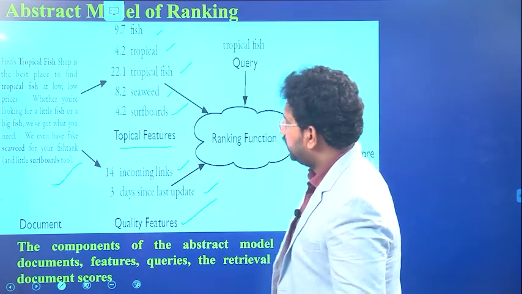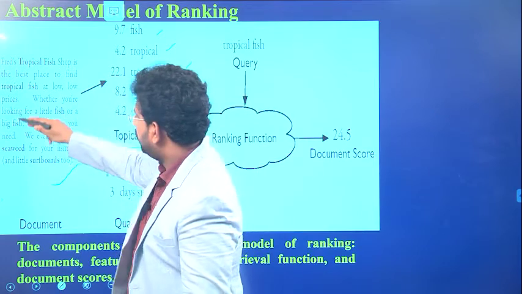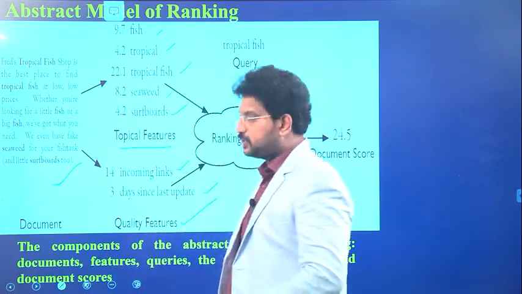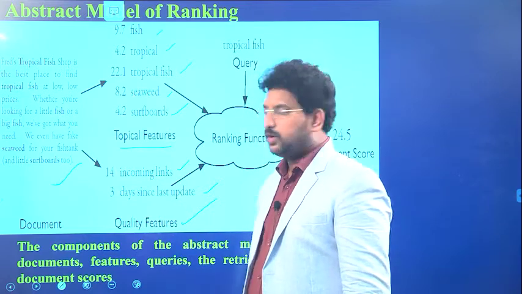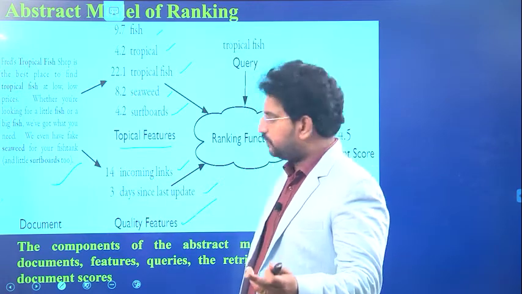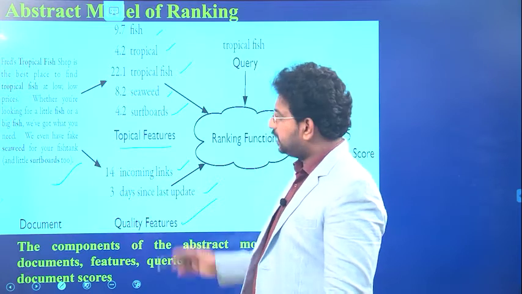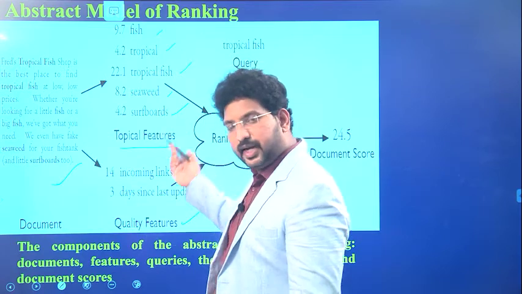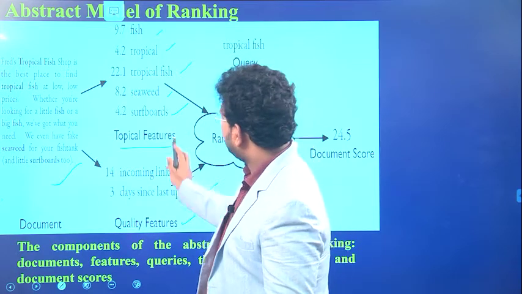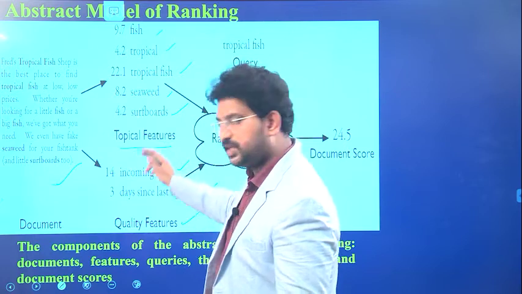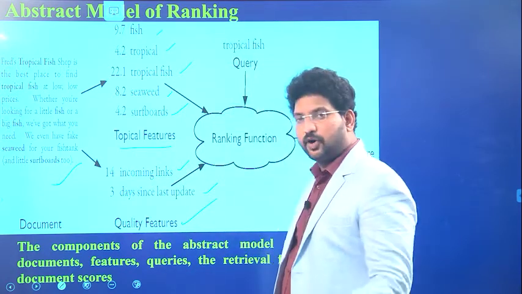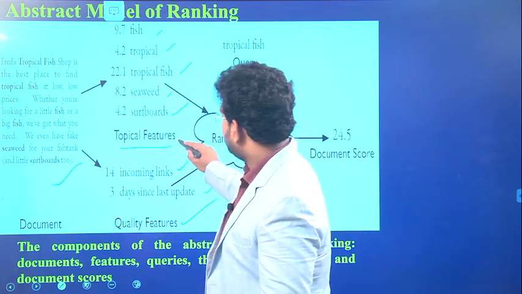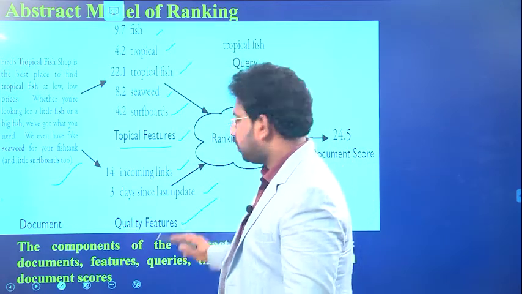If you observe here, this document consists of natural language that is not understandable by the computer. Whenever the computer is able to understand the document, it is going to convert the document into index terms or features. That's what we call the document features. Majorly there are two types of document features: the topical features and the quality features.